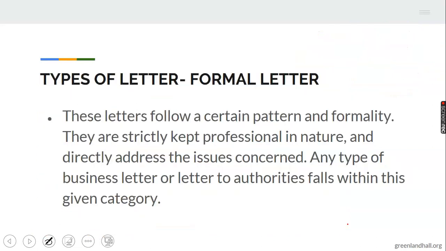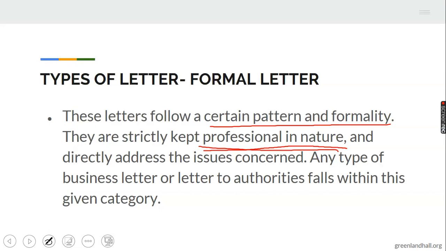So let's see the first one. Let's examine the first one, which is the formal. These letters follow a certain pattern of formality. Note this keyword: certain pattern of formality. They are strictly kept professional in nature, and address directly the issue concerned. Any type of letter to authorize falls within this given category. Any type of letter that authorizes falls under here.